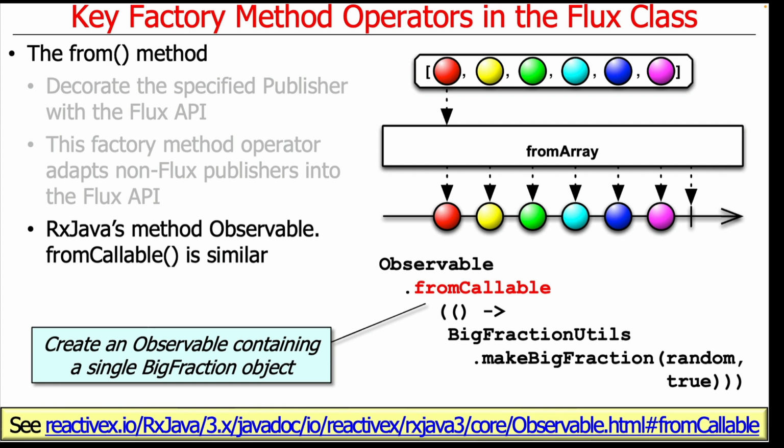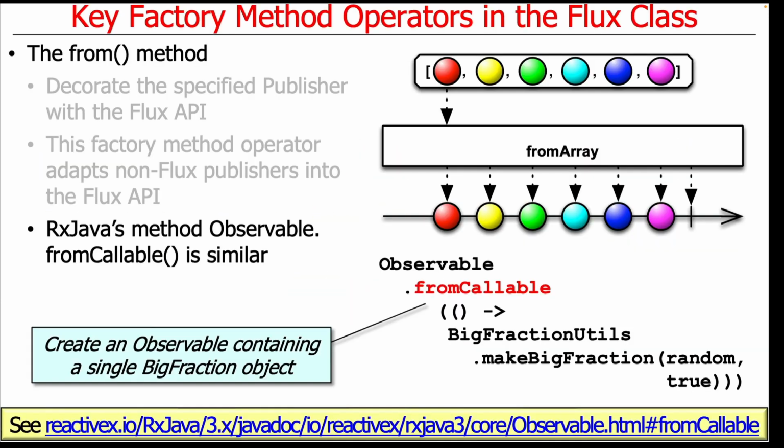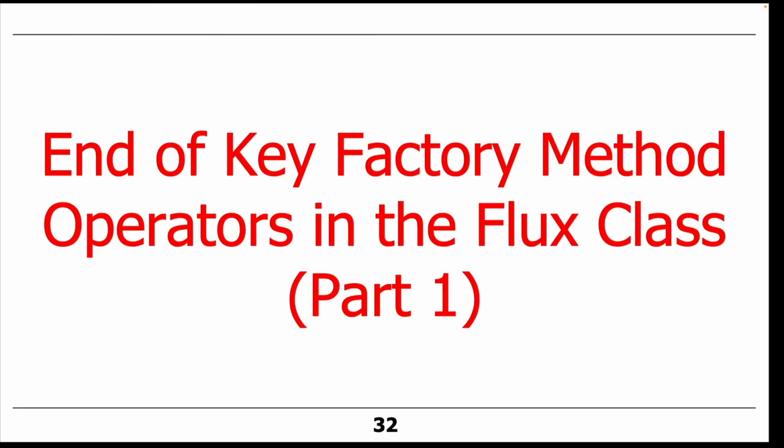RxJava has something called fromCallable, which is, in my mind, a lot more concise, but you can do the same thing. And there is really no equivalent in Java Streams, as far as I'm aware. OK, so that's the end of some of the operators in the Flux class that are factory methods. We'll see there's a whole boatload of other ones we'll take a look at in later discussions.